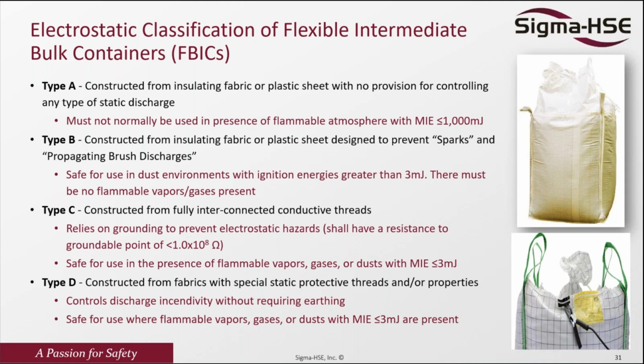What about type B? Type B is also constructed with insulating plastic or fabric sheet design, and it has some ways to prevent spark discharge and also propagating brush discharge. However, this also has some limitations. If the ignition energy of the material is less than 3, then don't use type B because of this limitation. And it should never be used in a flammable atmosphere, in areas where you handle flammable solvent or gas.